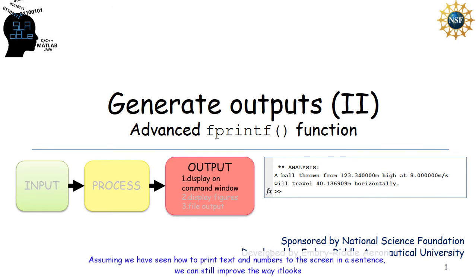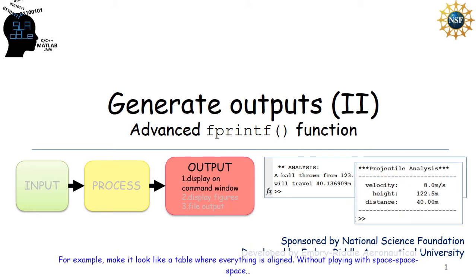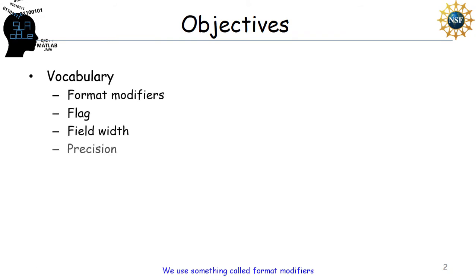Assuming we have seen how to print text and numbers to the screen in a sentence like this. Nice, right? Well, we can still improve the way it looks. For example, make it look like a table where everything is aligned, without playing, of course, with space, space, space, space, space, space, which obviously doesn't work in all cases. We use something called format modifiers.